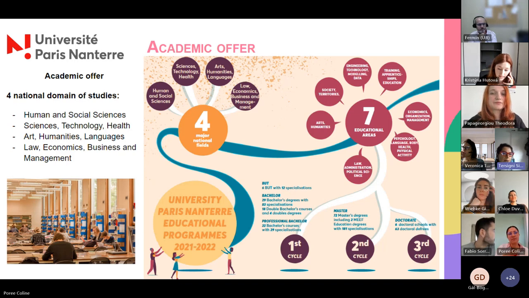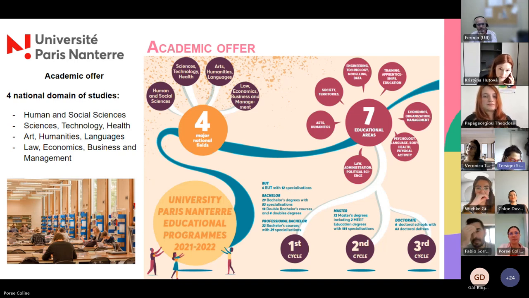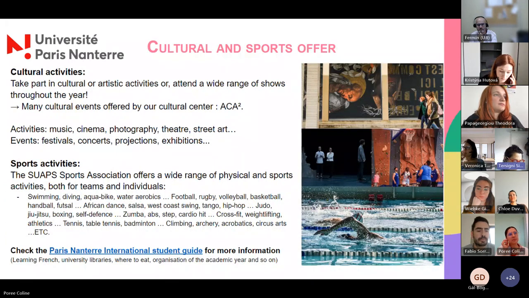Our offer also includes cultural and sports activities. For cultural activities, we have many activities and events offered by our cultural center. And we have a lot of libraries and especially the contemporary library. It could be very interesting for international students. That's all.